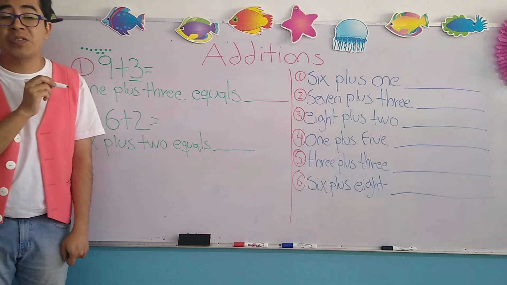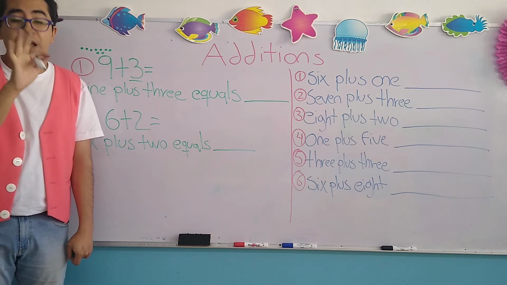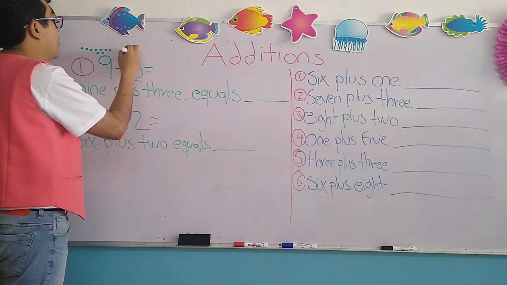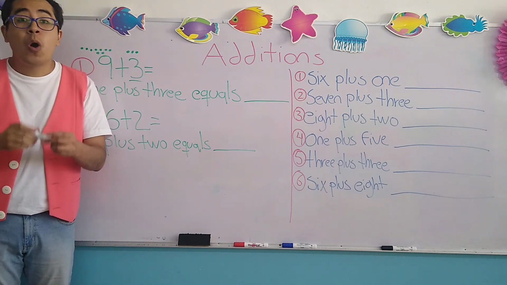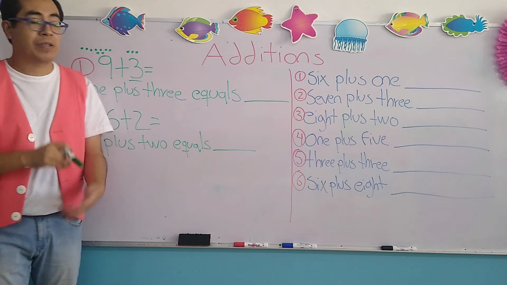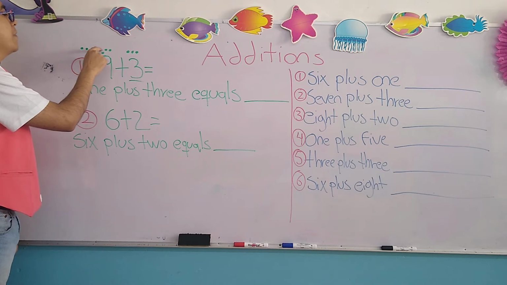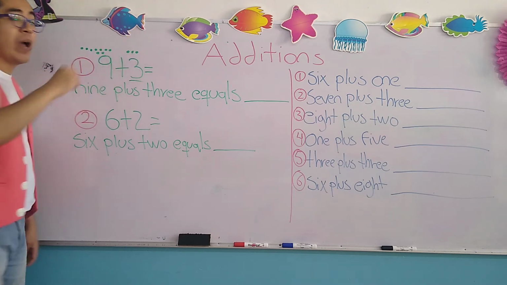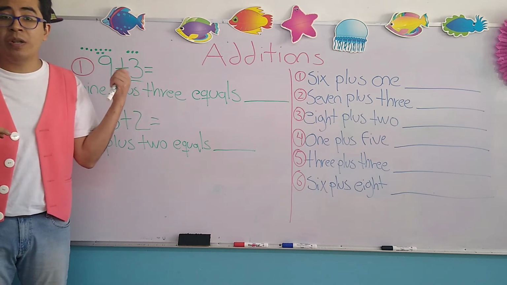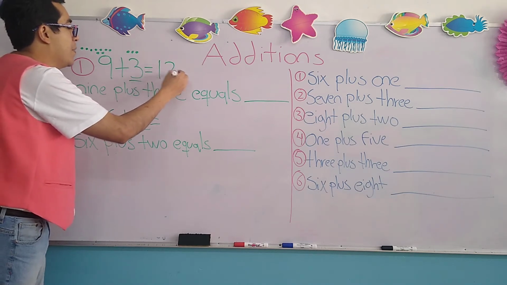Now, let's continue with the second number. The second number is number 3. So, on the number 3, we're going to draw 3 little dots. 1, 2, 3. And that's it. Now, we have to count all of the dots to see the result. 1, 2, 3, 4, 5, 6, 7, 8, 9, 10, 11, and 12. So what's the result of the addition? Number 12, which is a number 1 and a number 2.